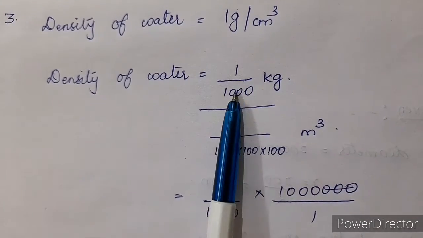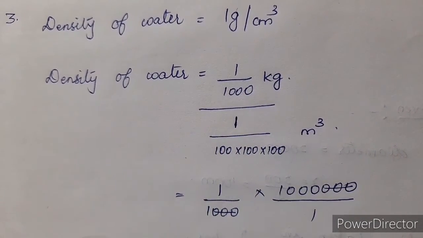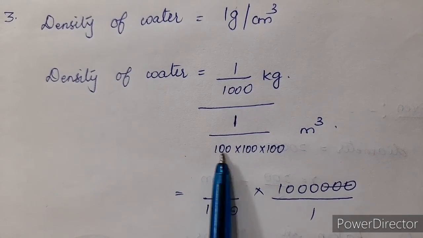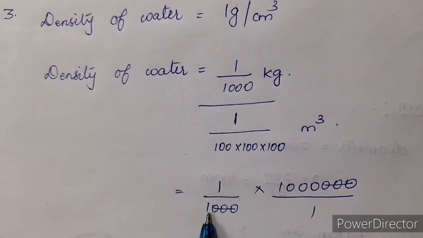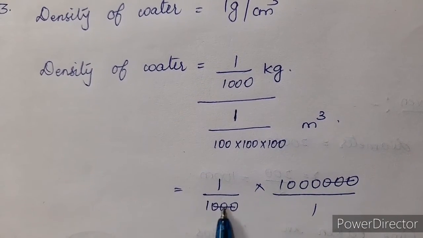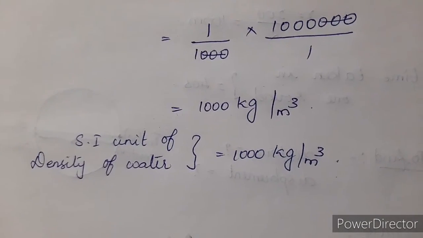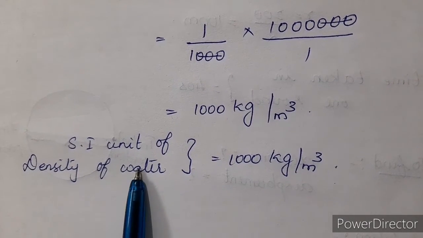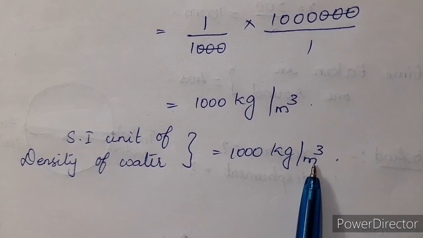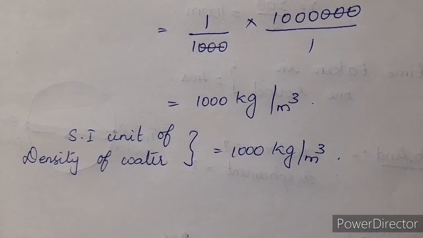Now if this is converted to kg, it is 1 divided by 1000 kg, isn't it? Now this should be converted to meter cube. So 1 divided by, now this is a meter cube, so centimeter should be converted to meter. Since it is a cube, 100 into 100 into 100. So this is 1 divided by 1000 when it is expressed in terms of multiplication. So this will come in the numerator. When you cancel the zeros, the remaining is 1000 kg per meter cube, isn't it? So the SI unit of the density of water is 1000 kg per meter cube. If it is expressed in grams per centimeter cube, it is 1. But when it is expressed in kg per meter cube, it is 1000 kg per meter cube.